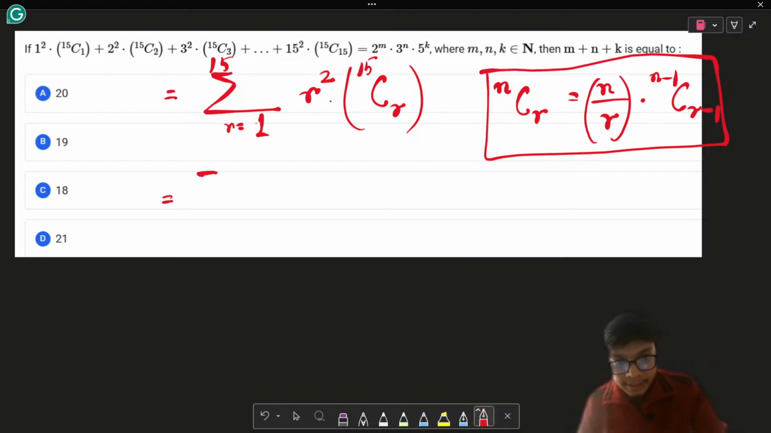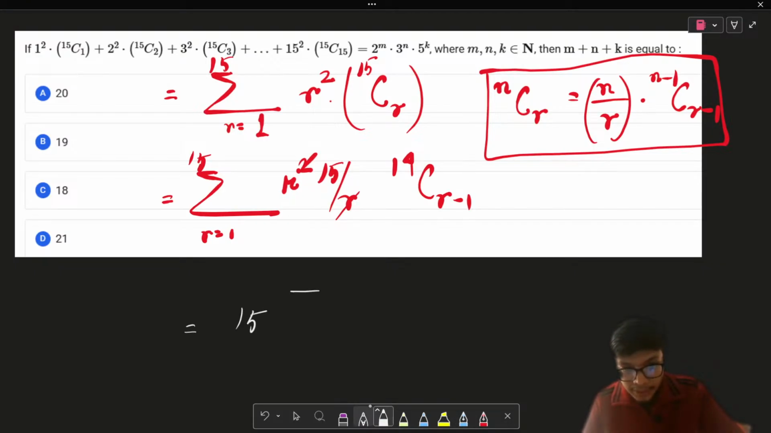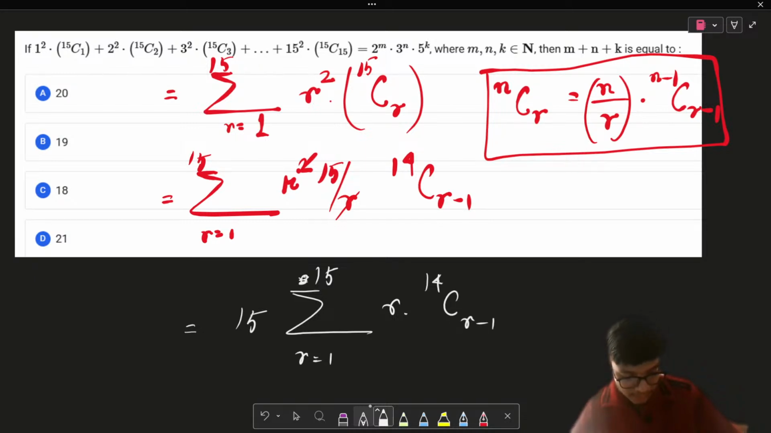So if I do that, I can write this summation, r going from 1 to 15, of r squared times 15 by r, which will be equal to 15 by r times 14 C r minus 1. So from here, one of the r will get cancelled out, and we'll have this expression to be 15 times the summation of r going from 1 to 15 of r times 14 C r minus 1, right? All right.